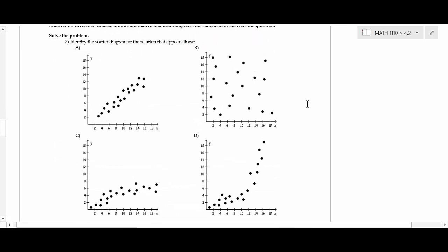All right, the next one, if you look at this, which one appears linear, A, B, C, or D, or more than one? A. Hey, without a doubt, that's the only one. Okay, that's linear. B is just like no correlation whatsoever.